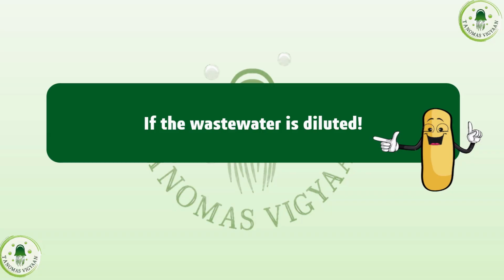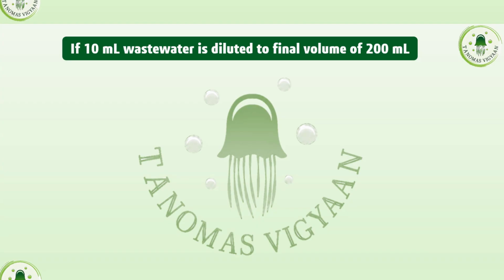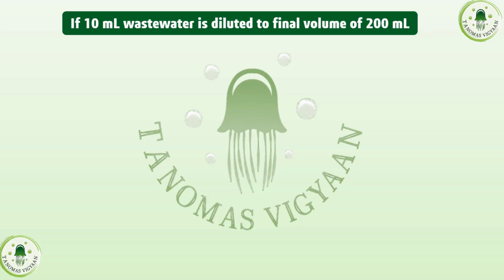So what if the wastewater is diluted? Here is a condition. What if you have already diluted the wastewater sample you are using for this experiment? Let's say you have diluted your wastewater sample. Your 10 ml wastewater is diluted to a final volume of 200 ml. So how much dilution have you done? You have done 20 times dilution.